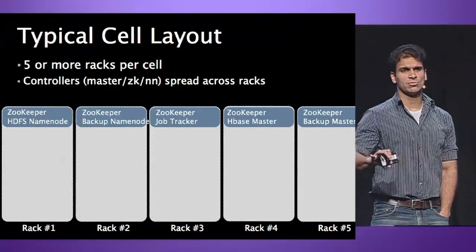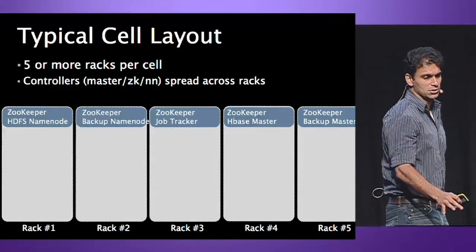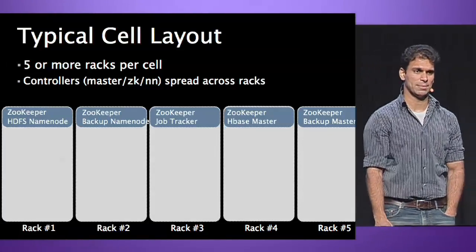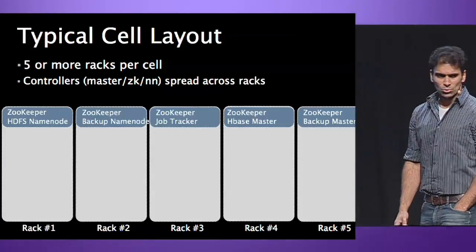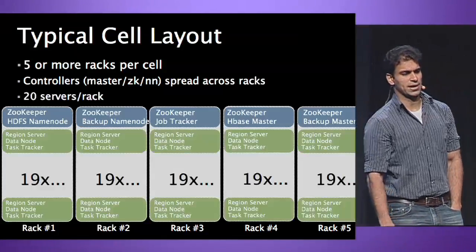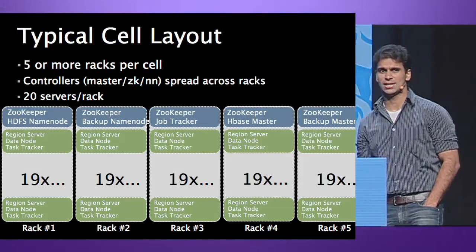Because all of them run ZooKeeper. 2 of them run the name node and the secondary name node. 2 of them run HBase master and the backup master, and the job tracker on the last. So that's the 5 machines. We have 20 servers per rack. Except for the top of the rack machine, every other machine is a slave.